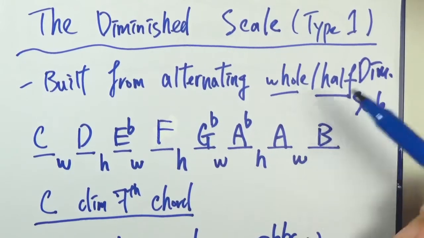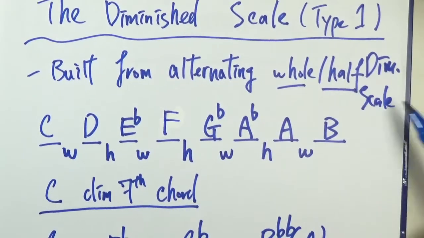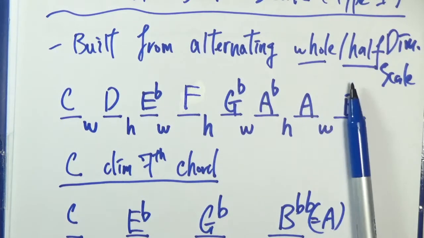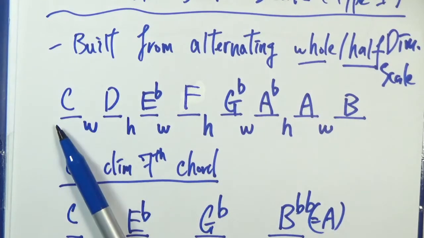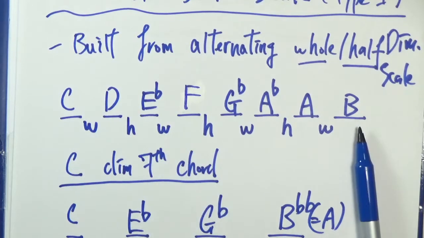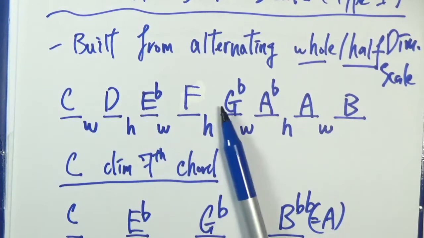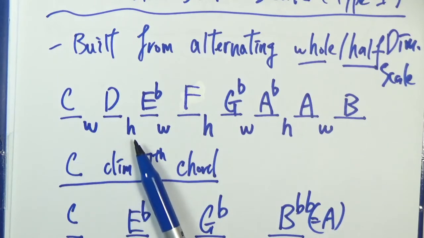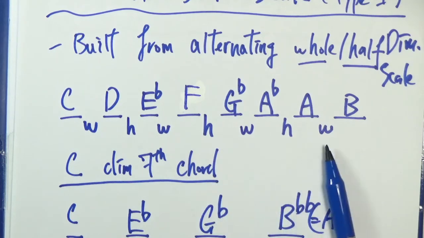So we're dealing with the first type, whole half diminished scale. Basically it's built from alternating whole steps and half steps. For example, if you start with C, these would be the scale tones: C, D, E flat, F, G flat, A, B. And if you check the interval, whole step here, half step, whole step, half step, whole step, half step, whole step. All right? Take some moment and work this out on your own.